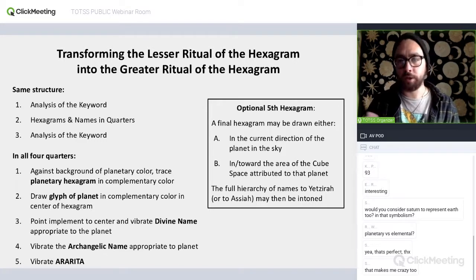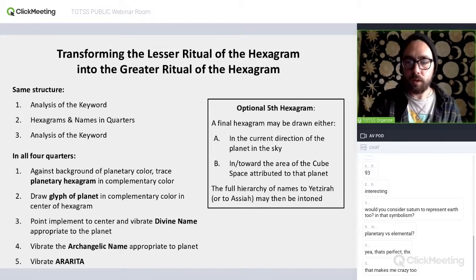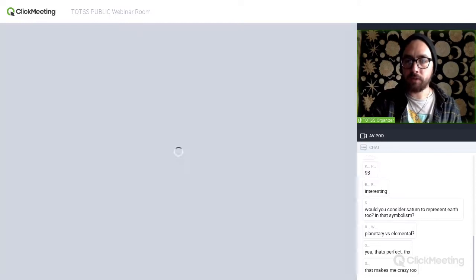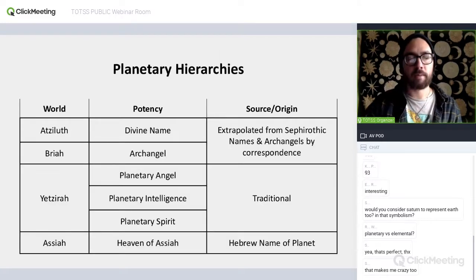And then after you've done that, you visualize and draw the hexagram exactly the same way as you did the other four, and now you can use the full hierarchy here if you choose, not just the divine name and the archangelic name. All right, so now we'll talk about the little pieces, and then we'll come back to that.